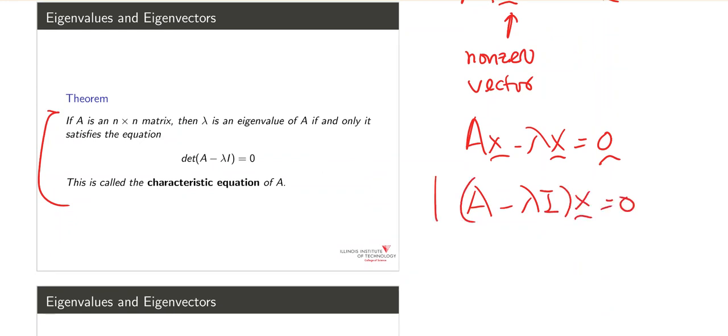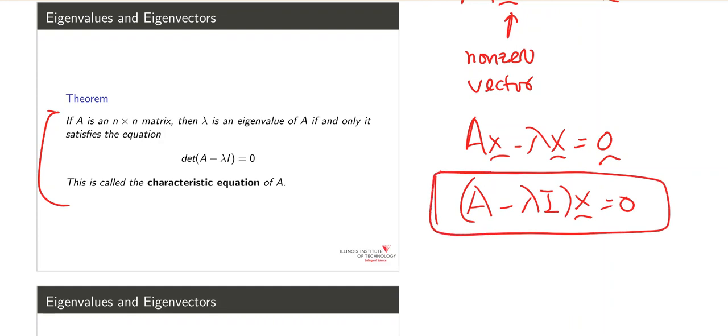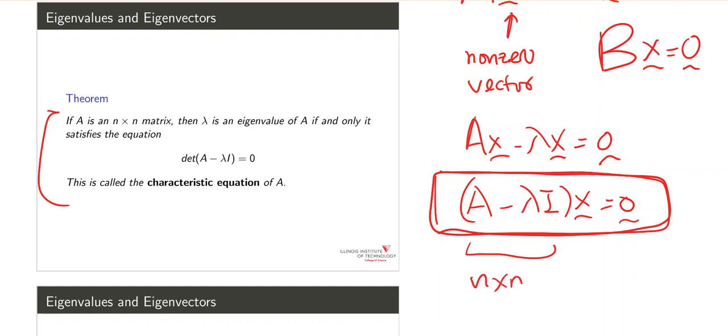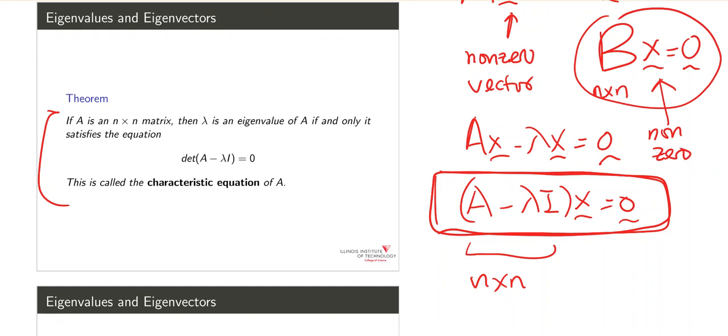Now you are trying to solve a system of homogeneous equations. So basically you try to solve Bx equals 0. This matrix is still a square matrix, n by n, so it is like solving an n by n system, Bx equal to 0. And you're looking for a non-zero vector. So you want x to be non-zero, and you better make sure this matrix B is not invertible.